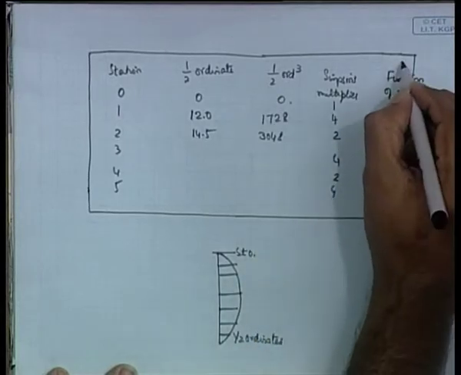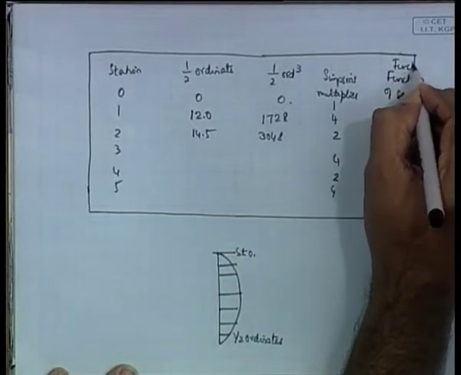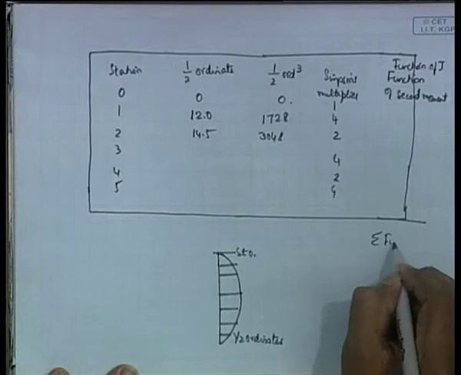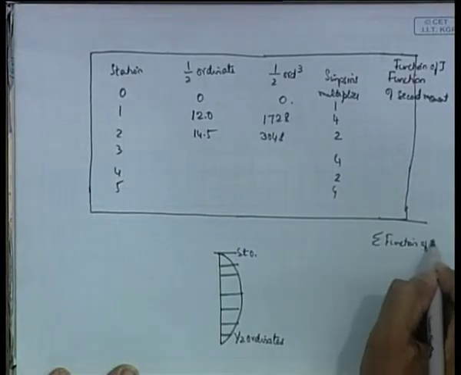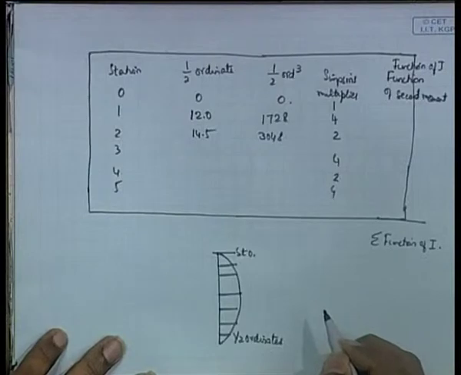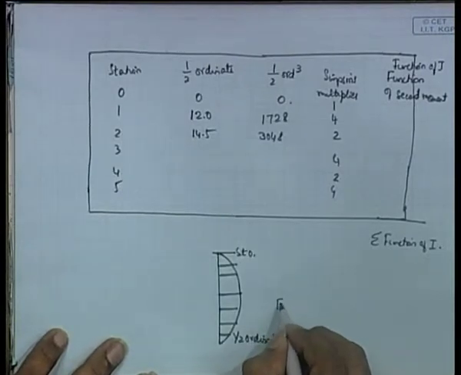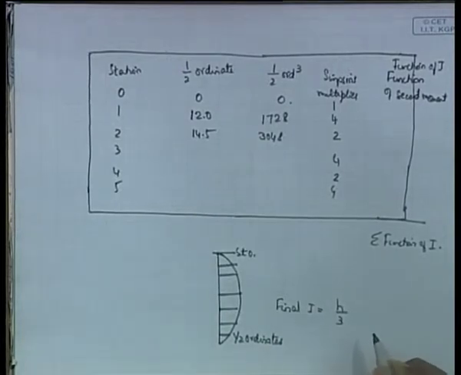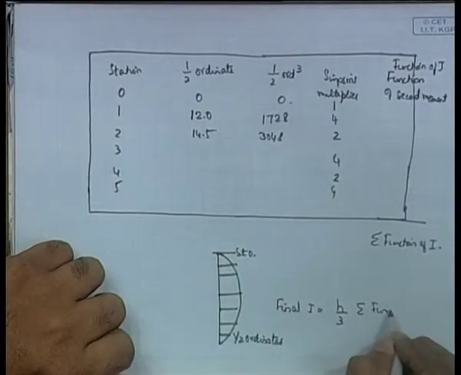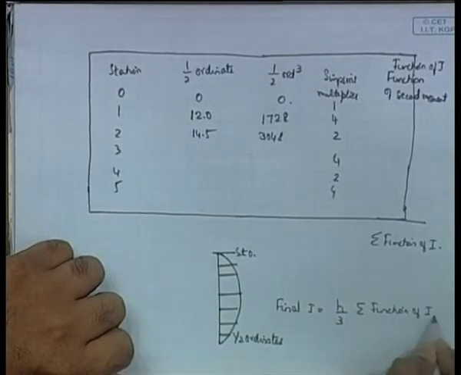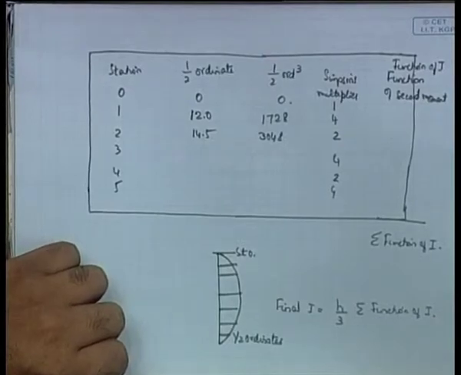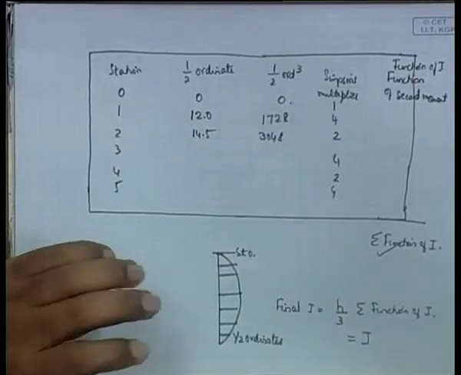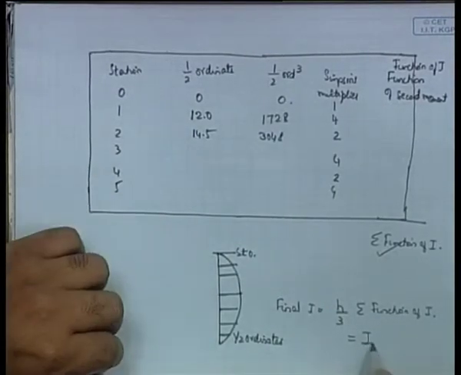You are actually getting your function of I, and from the function of I, you sum them up, sigma function of I, and to get your total I, final I, it will be again h by 3 into sigma function of I. When you do this, you are actually getting the I of the whole body. So this I you need.